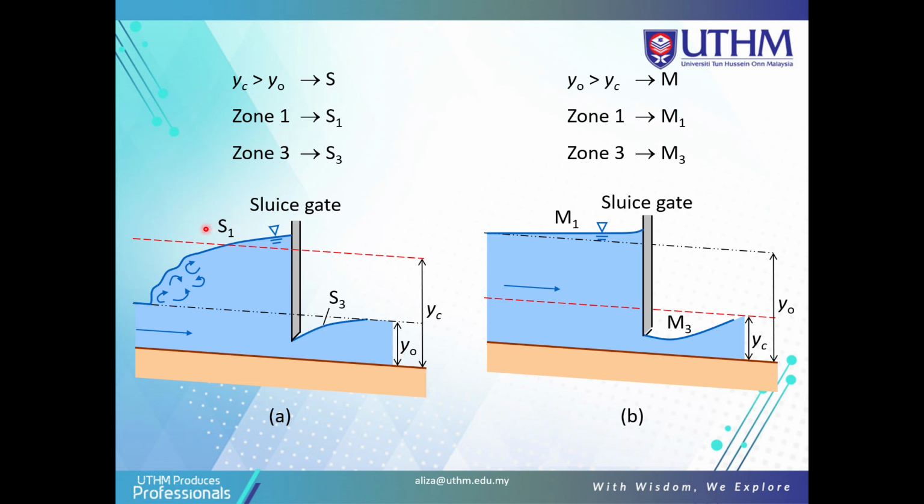At zone 1 here is S1, and zone 3 is S3. This is the sluice gate. You can explain based on this profile, and the sluice gate is based on Y not being more than YC. So you get the M profile here. At zone 1 is M1, and M3 is zone 3. So you can explain based on this situation.